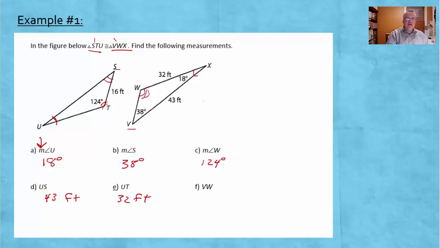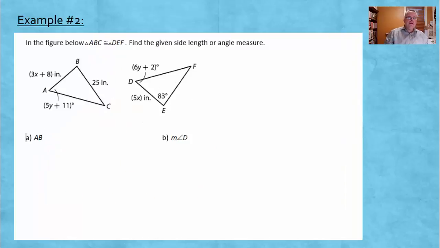And finally, the length of VW, that's the third side. That's the shorty side. So over in this triangle, it's 16, so VW matches that, so VW has to be 16 feet as well. So we're making use of the corresponding parts. Now, this is kind of a very similar thing. It has some more steps because we got to find the value of a variable.